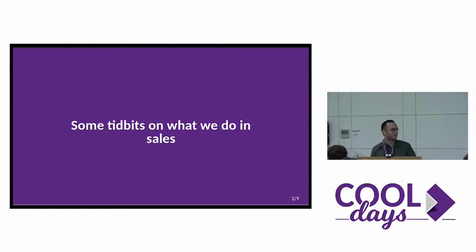Like, for example, we work on the feature matrix, and the goal of the feature matrix is to try and give people a bigger picture of what's going on in the office landscape so that they can make an informed decision. And it's also to try and see what people care about when it comes to features and stuff.